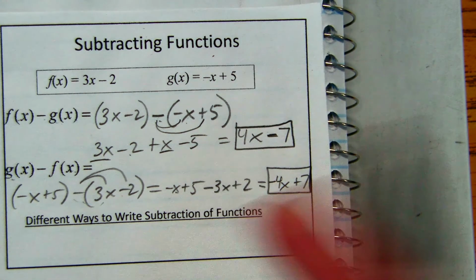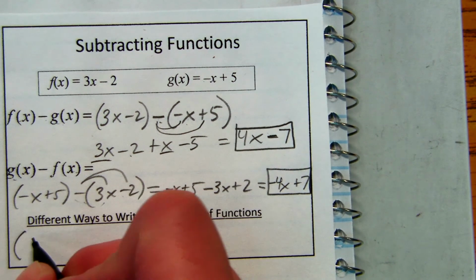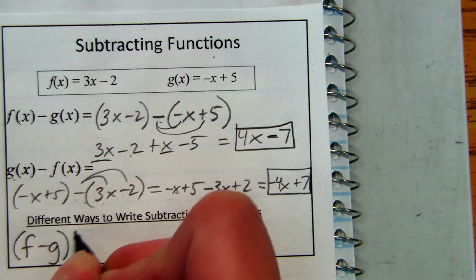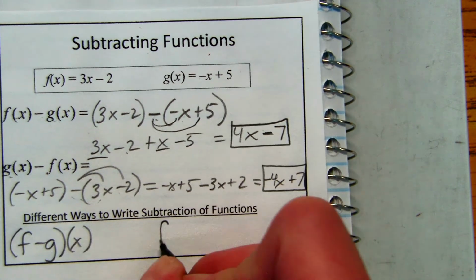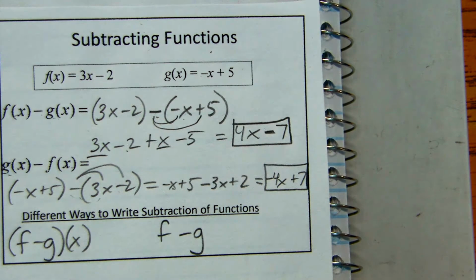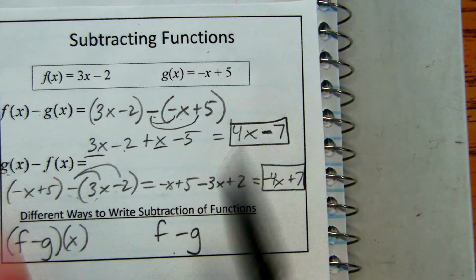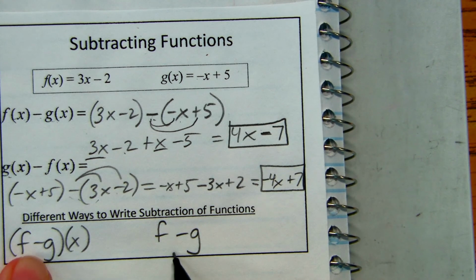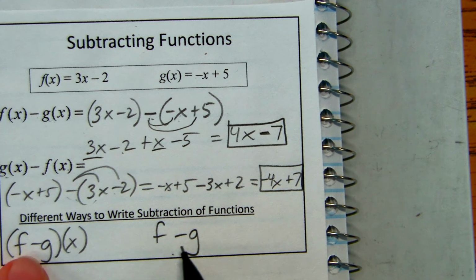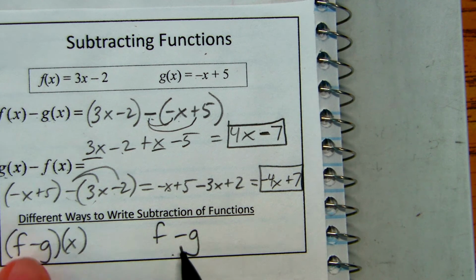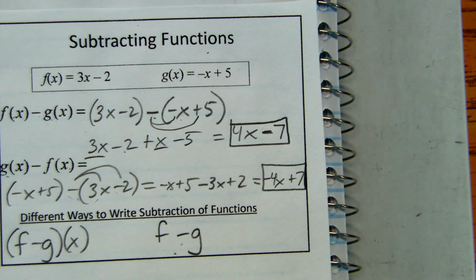Different ways to write subtraction looks the same as addition. I could put f minus g in parentheses and x in parentheses, or I could just say f minus g. Those are saying the same thing as saying f of x minus g of x. These are a little shorter, so textbooks, companies, and people who write standardized tests tend to use these because they're shorter. Okay?